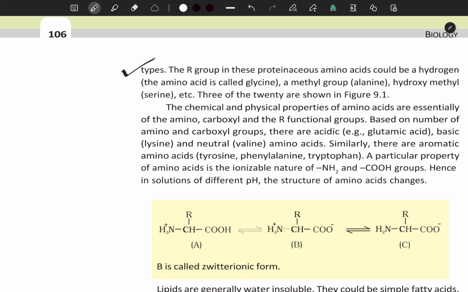The chemical and physical properties of amino acids are essentially of the amino, carboxyl, and the R functional groups. Based on the number of amino and carboxyl groups, there are acidic, for example glutamic acid, basic, lysine, and neutral, valine amino acids. Similarly, there are aromatic amino acids, tyrosine, phenylalanine, tryptophan. A particular property of amino acids is the ionizable nature of NH2 and COOH groups. Hence, in solutions of different pH, the structure of amino acids changes.